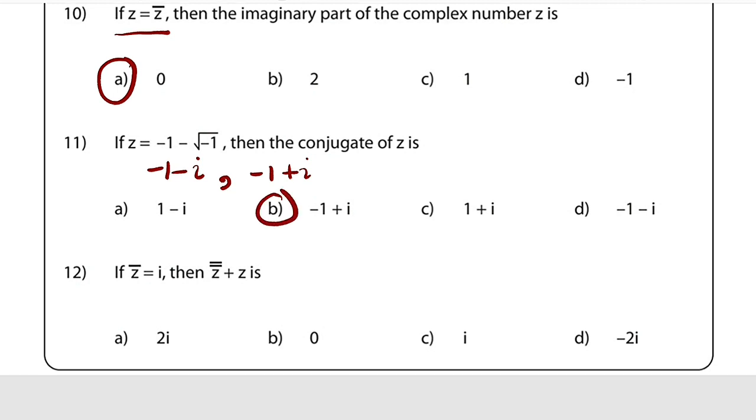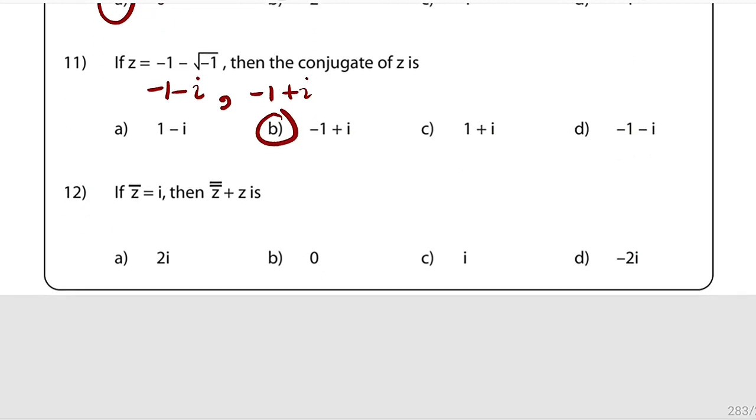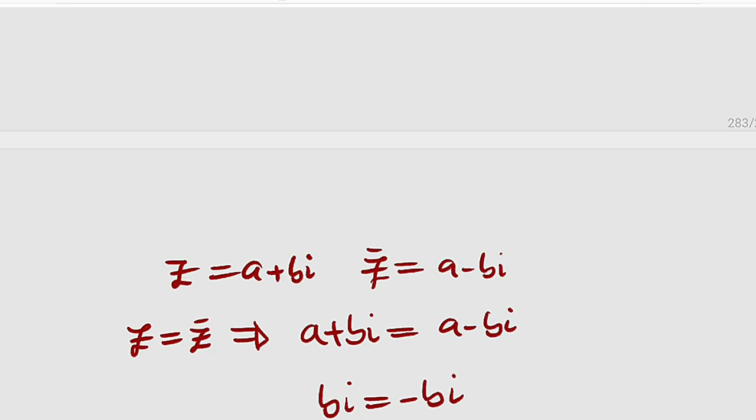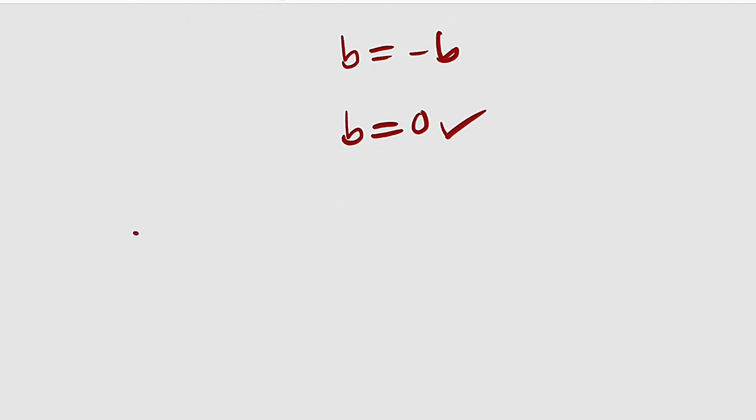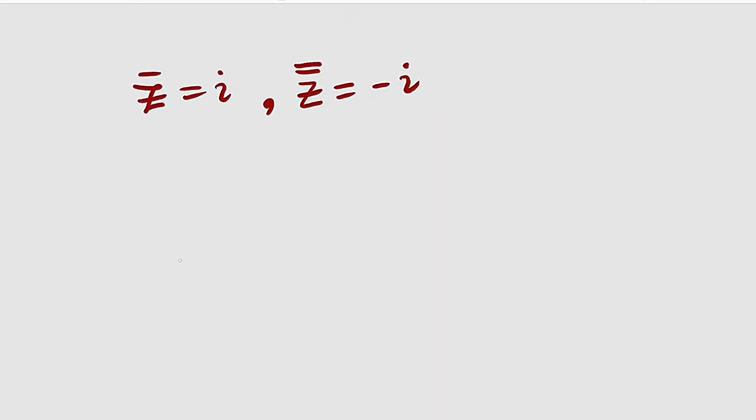Then the last question, we are given a conjugate as i. Then the conjugate of a conjugate plus the complex number is what? That is the question. Let me do it down here. We are given the conjugate as i. Then if you reconjugate it, the conjugate of the conjugate will give us negative i. And remember that the conjugate of a conjugate is equal to the complex number. Let me do it down here before I come back.